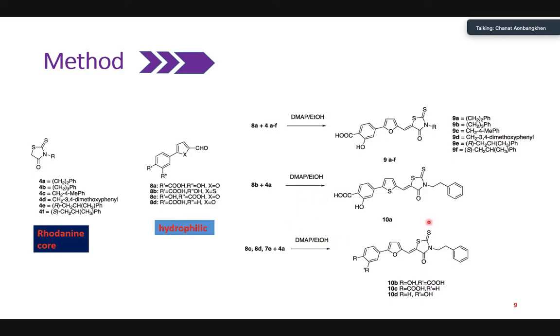Also, we are able to synthesize four more compounds, making 10 in total, by modifying the hydrophilic edge to get 10A to 10D. So 10 compounds in general have been synthesized.